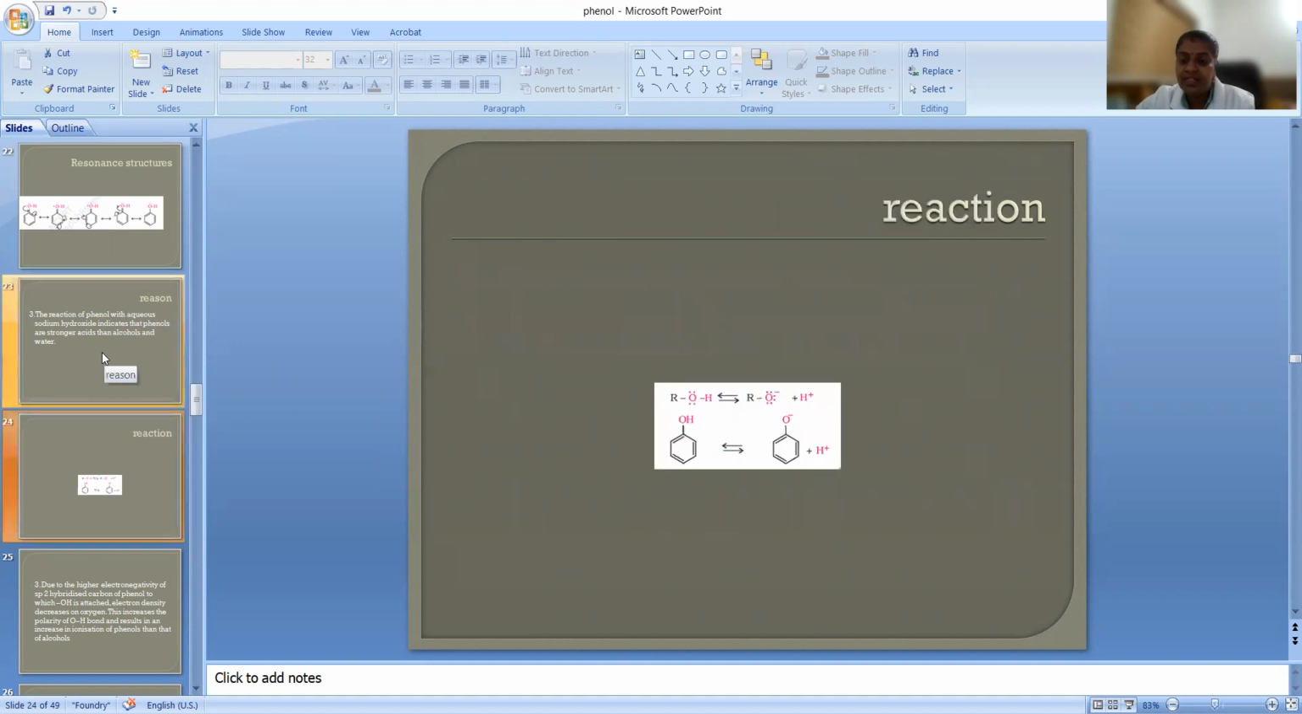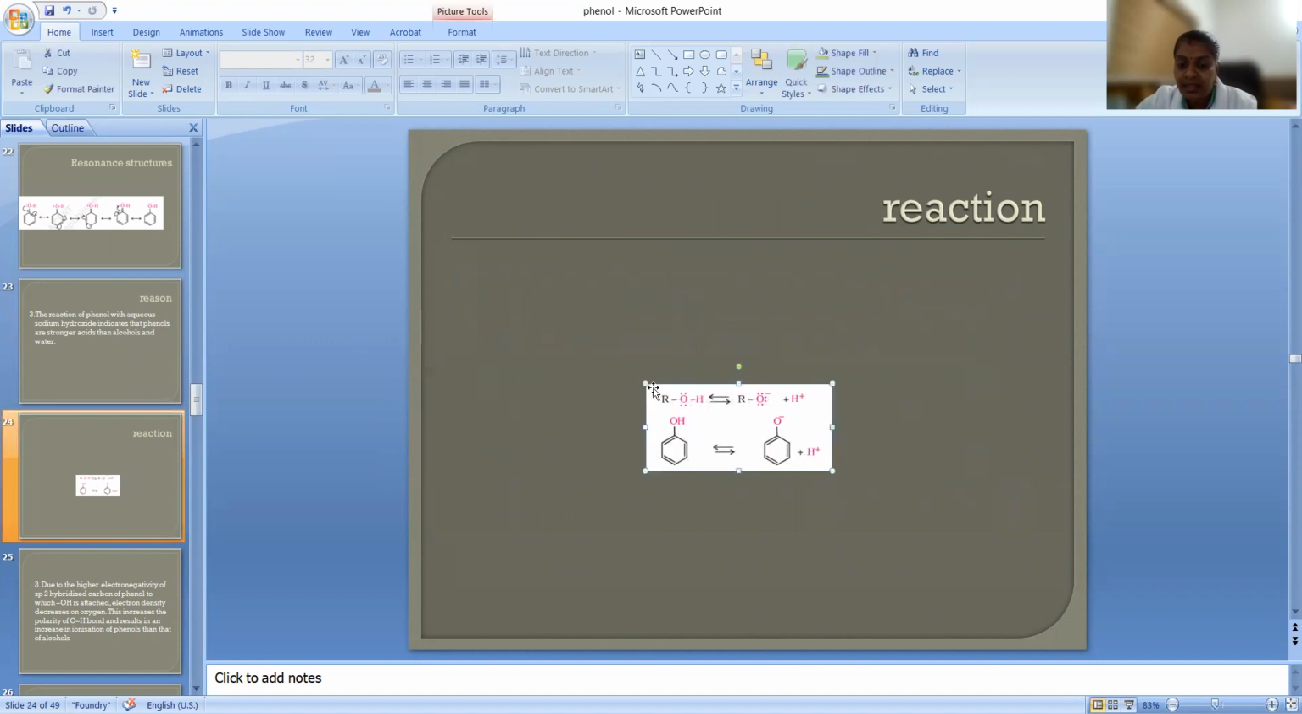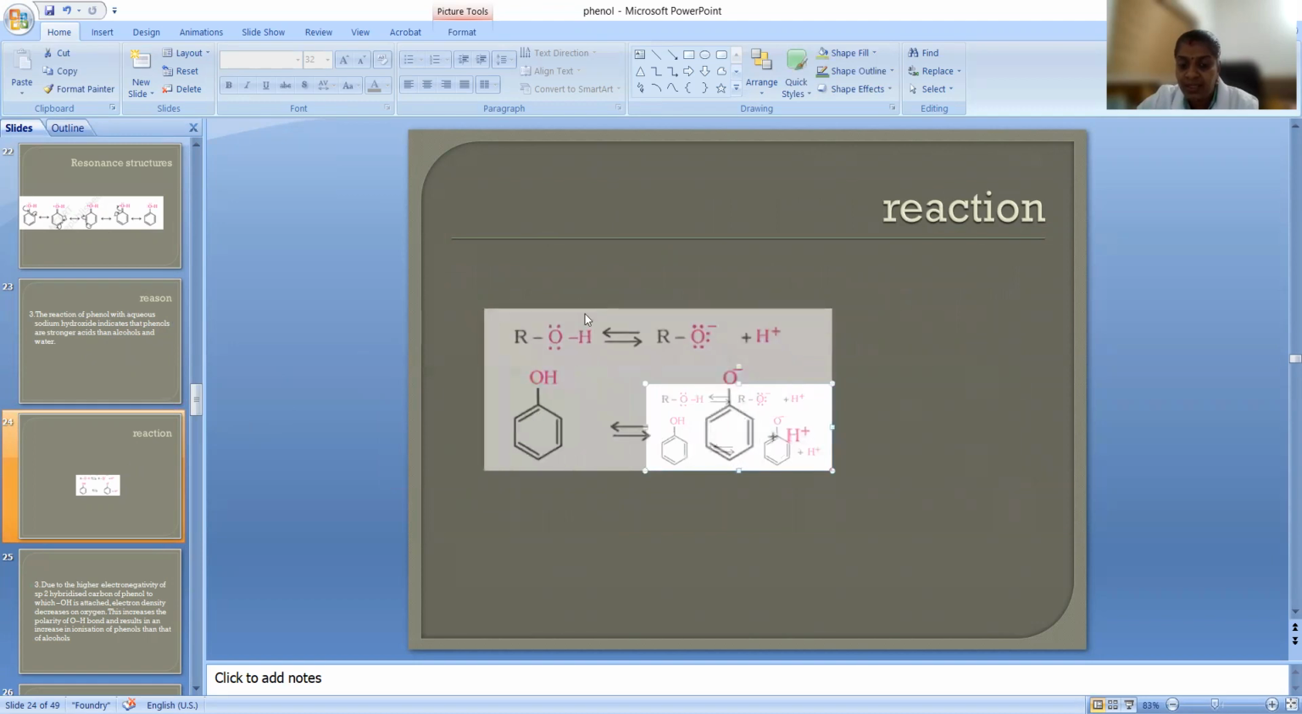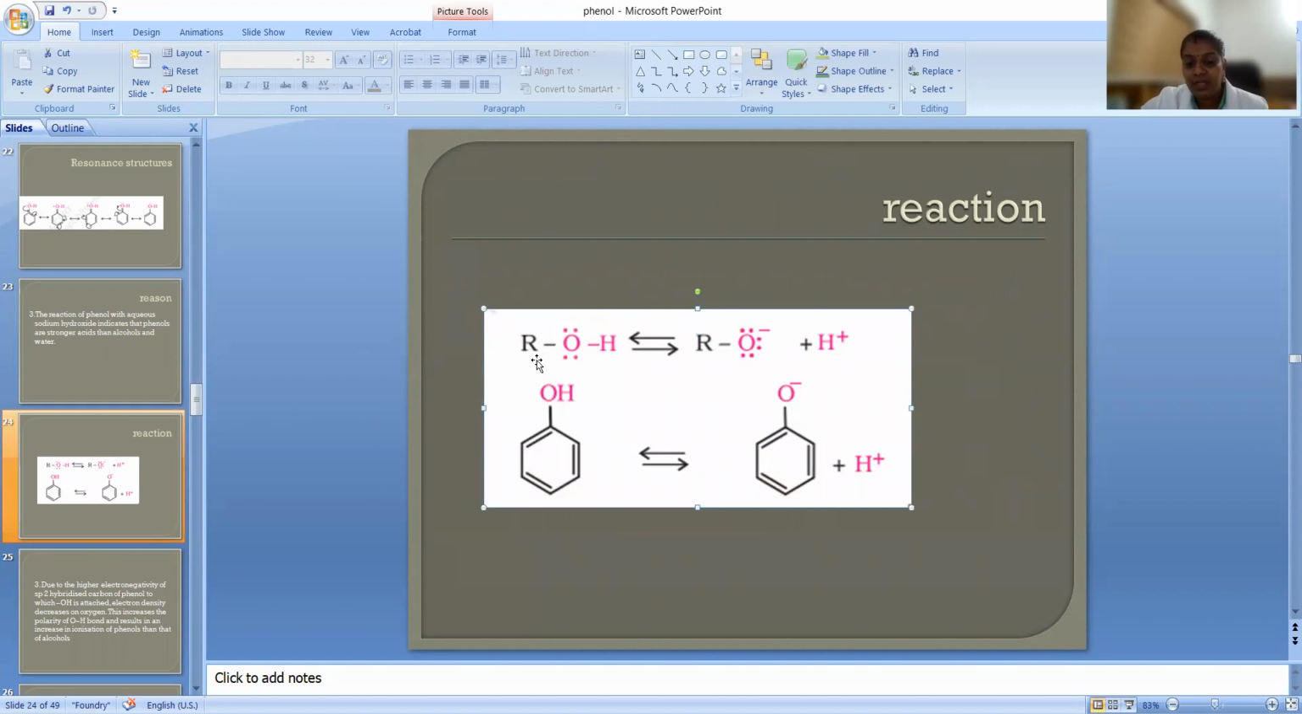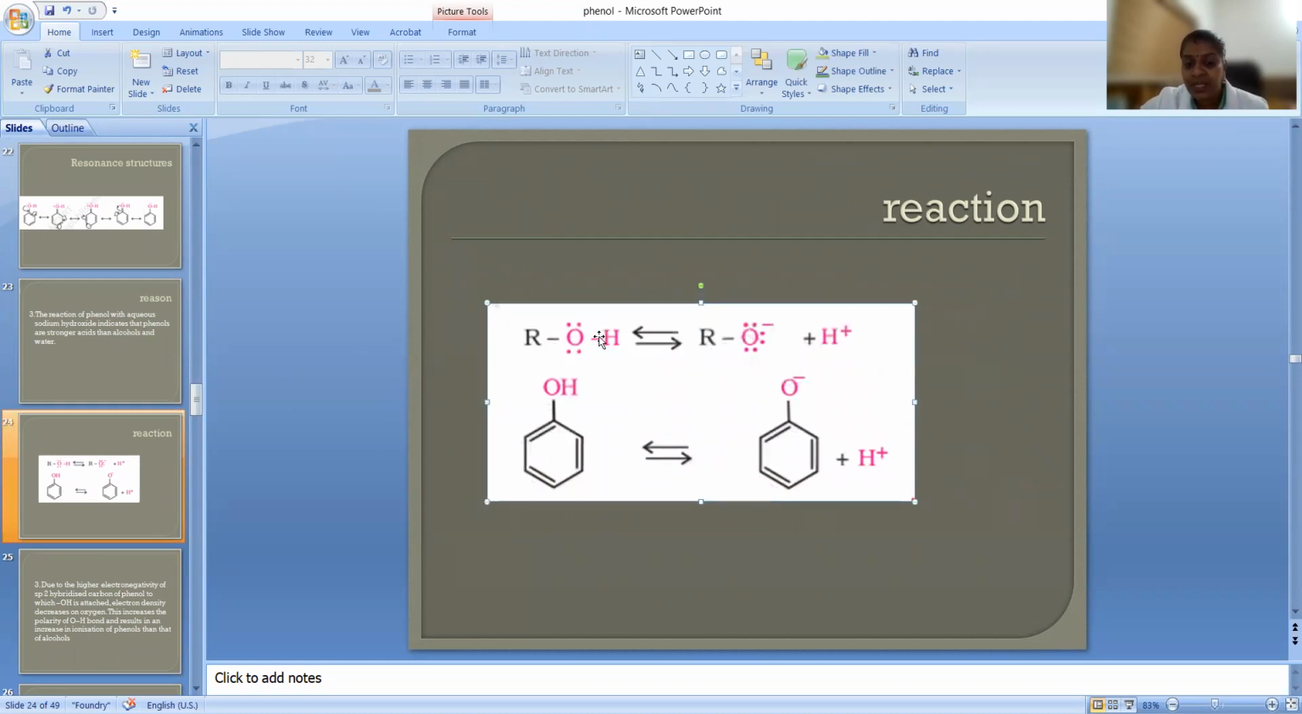So what is the evidence that phenol is a stronger acid than an alcohol? We are going to see the evidence for that. Whenever H+ ion is removed from an alcohol, it will be dissociating as RO minus plus H+. Whenever a phenol is dissociating, it will be converting into phenoxide O minus plus H+, right?